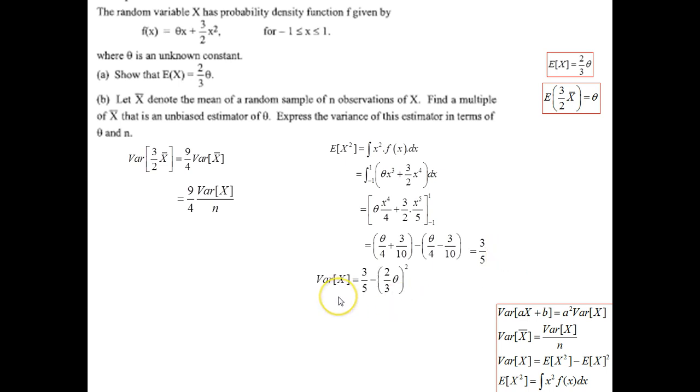So the variance of x would be the expected value of x squared, which is 3 over 5, minus E of x all squared, which is 2/3 of theta all squared. So that becomes 27 over 45 minus 20 theta squared over 45. Going back to the variance of 3 over 2 x bar, we've got 9 over 4n times the variance of x, which we've worked out. 9 cancels into 45, 5 times, so we've got 20n on the bottom, and 27 minus 20 theta squared on the top. So that's the variance of this estimator for theta.